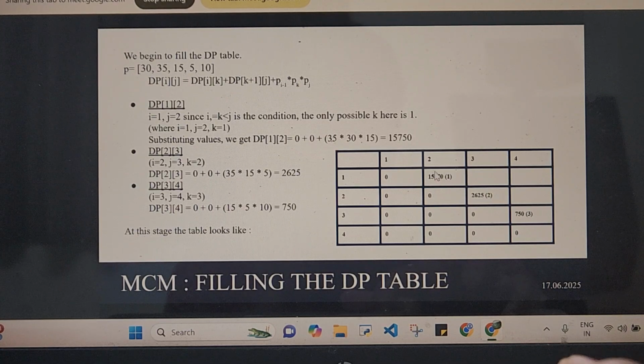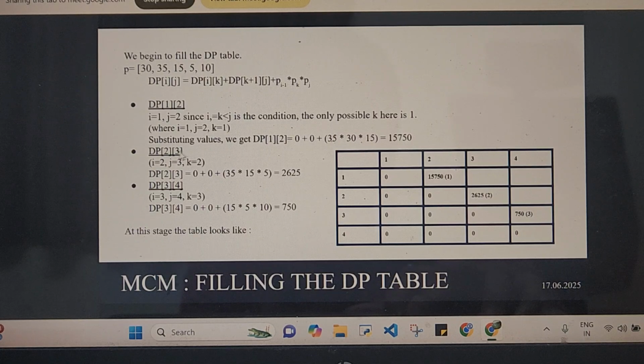So we'll start with this one, dp[1][2]. This is i, this is j. So i equals 1, j equals 2. Now we know that k should range from i up to j minus 1. So here the only possible value that k can take is 1, because if k takes the value 2, it becomes equal to j, which is not possible. So i equals 1, j equals 2 and k equals 1. You straight up substitute the values, and this 15750 is the result you get.